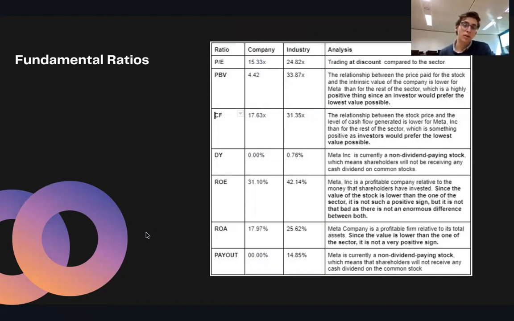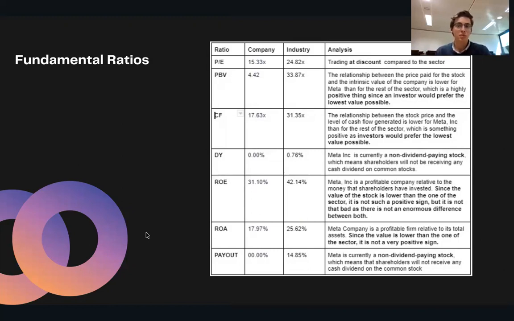Other relevant information is, for example, the dividend yield and the payout. Just like Tesla, it is a non-dividend paying stock. Regarding the ROA and ROE, we can see that it's currently below the industry. Although these numbers are not the best, as we are trying to do a very conservative profile, those numbers are not especially bad, because it's mainly focused on the long term.